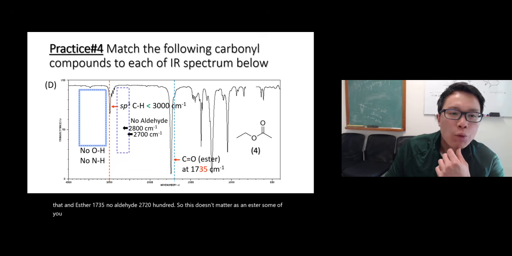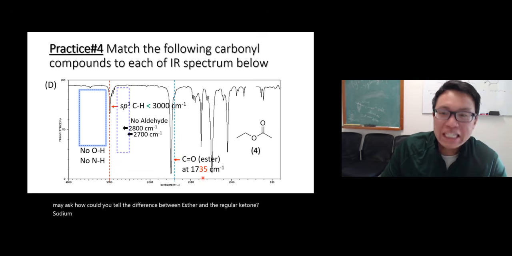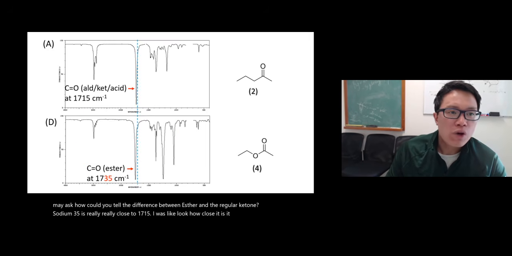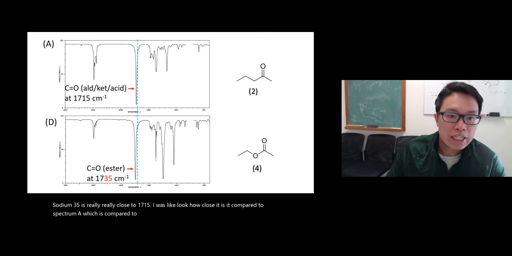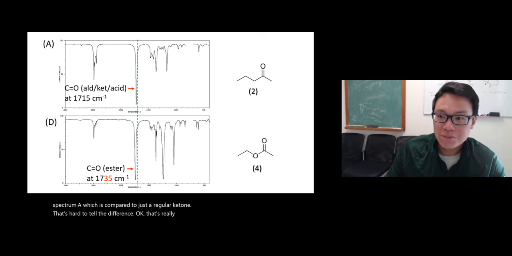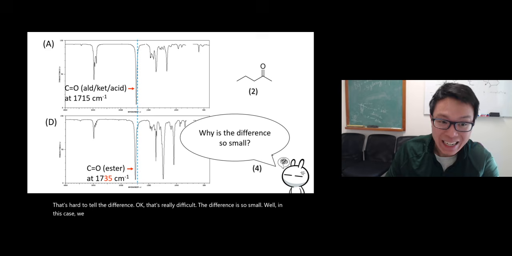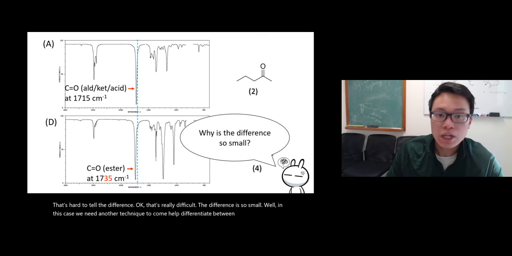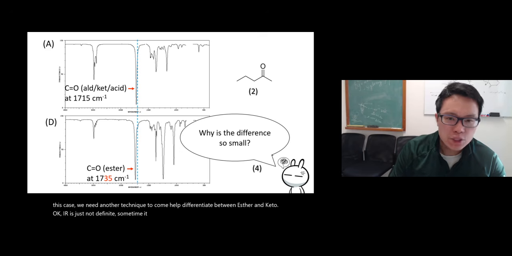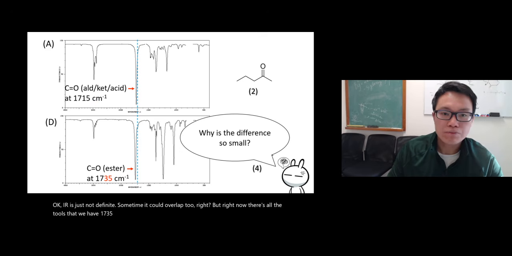Some of you may ask, how could you tell the difference between an ester and a regular ketone? 1735 is really, really close to 1715. Compared to spectrum A, which is compound 2, just a regular ketone, that's hard to tell the difference. The difference is so small. In this case, we need another technique to help differentiate between an ester and a ketone. IR is just not definitive. Sometimes it could overlap too. But right now that's all the tools that we have: 1735 and 1715.